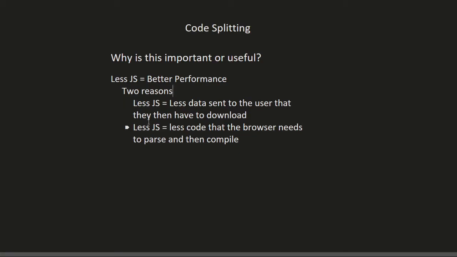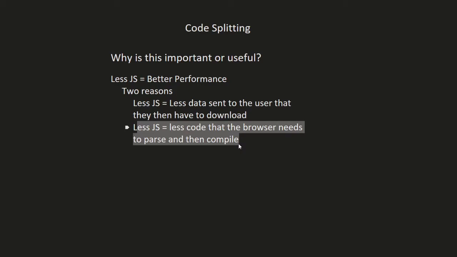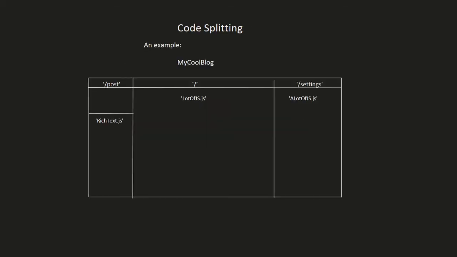The second reason is that having less code sent to the user means that there is less code for the browser to parse and compile. This is then a significant saver of CPU processing time. Again, we get a 2-for-1 performance boost. This may be a bit easier to see with an example.